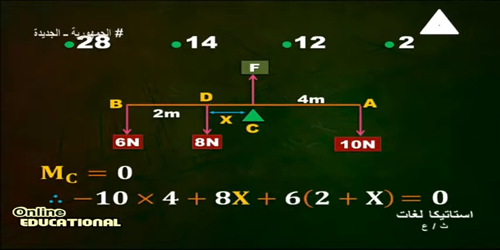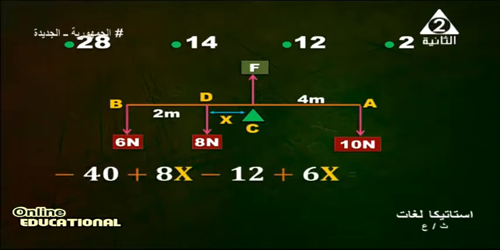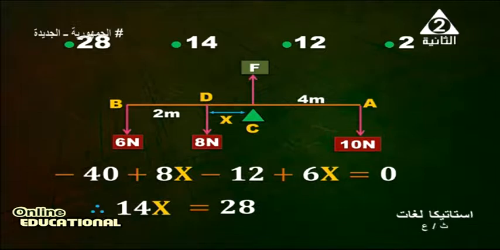Look at the first force, 10 multiply 4, but negative 10. Why? Because direction of the moment was clockwise. Negative 10 times 4 plus the force 8 times x plus 6 times distance between B and C, 2 plus x inside bracket, must be equal 0. Too easy to find the value of x by using simplest form. Therefore, x equals what? 14x equals 28, then x equals 2.